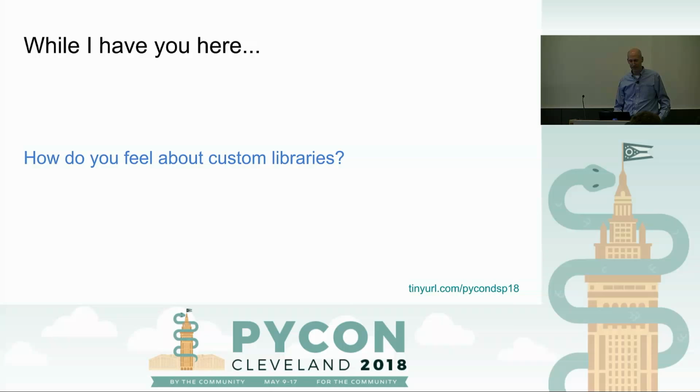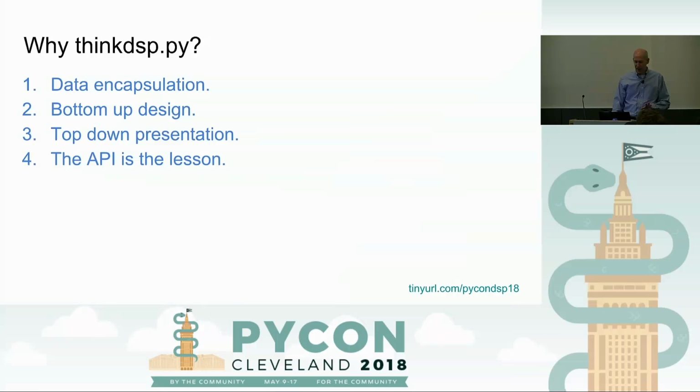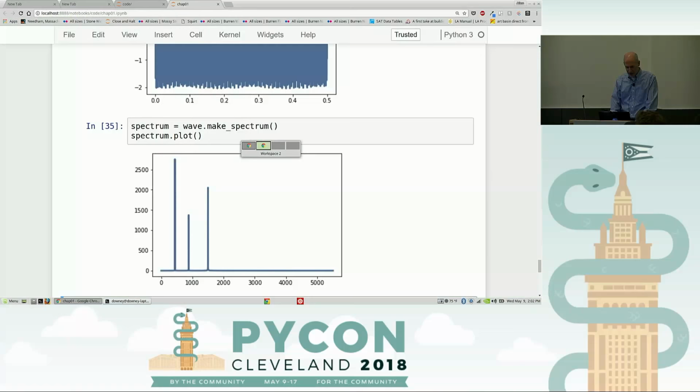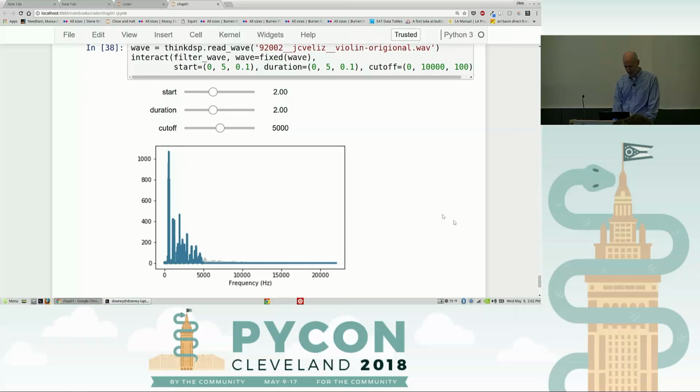I have a couple of slides in the notes to talk about custom libraries and a couple of thoughts. I'm going to skip over that because it's not important for where we are right now. But I do want to show one example from the notebook, which is this interaction. So hopefully if Jupyter is behaving for you, you should be able to adjust those sliders and hear different sounds depending on the settings.